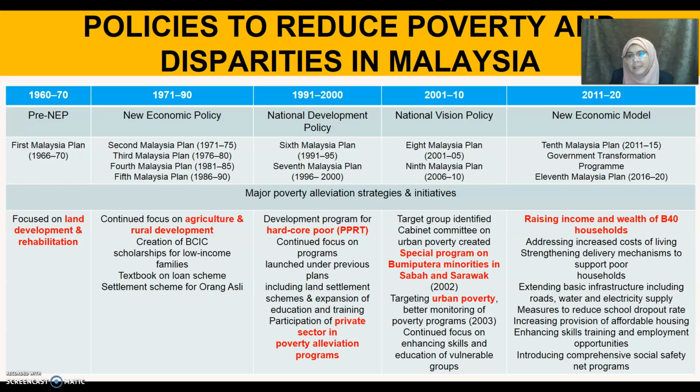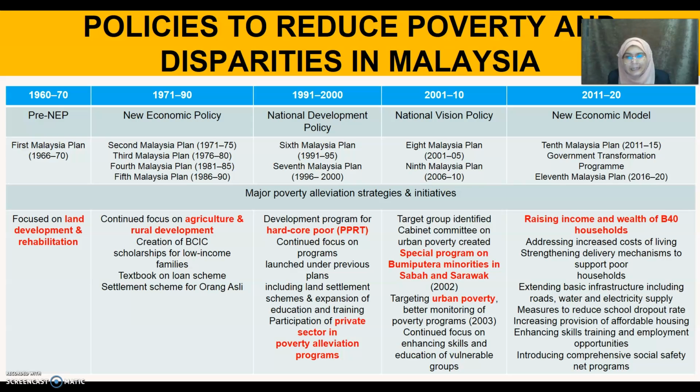So kita baru je habis new economic model, which is this year 2011-2020, where this is like the 10th and also the 11th Malaysian Plan, and the 10th which is 2011-15, and then there are government transformation programs, and they are 11. And during this time they are focusing on the B40. So kalau you nampak lately there are many focusing on the B40 groups where they're reducing income and also wealth disparities of B40 households. During this time, they are more focusing in terms of the increase in the cost of living and try to strengthen the delivery mechanism to support the poor household.